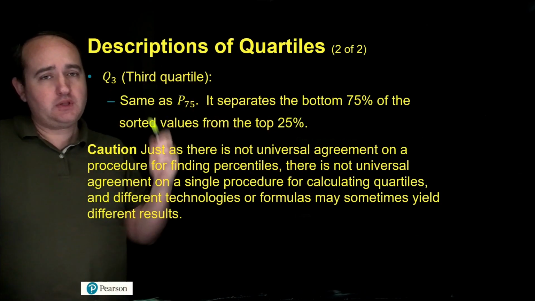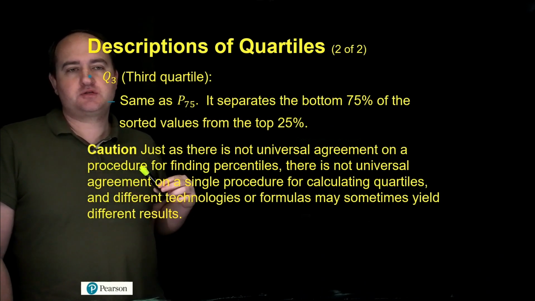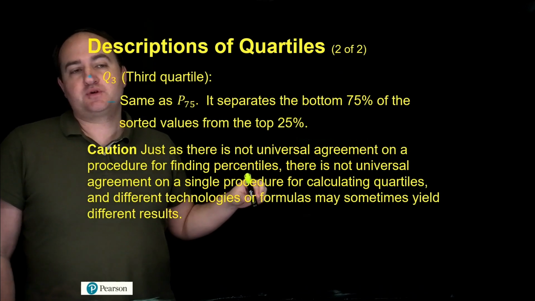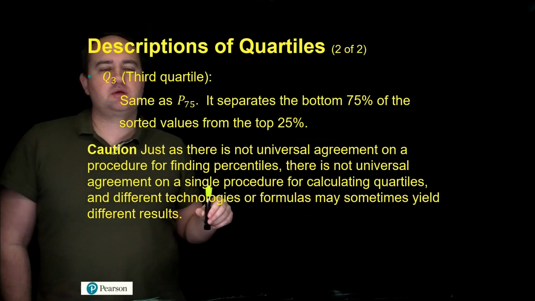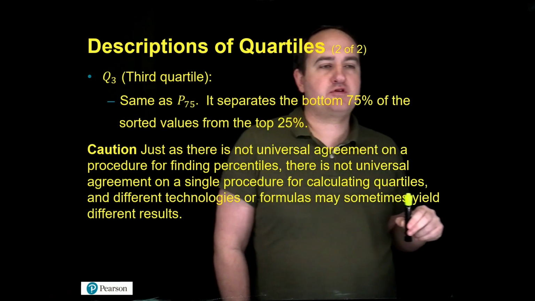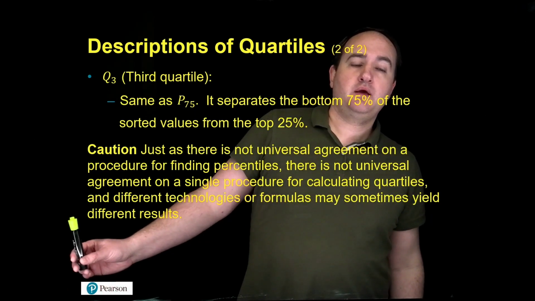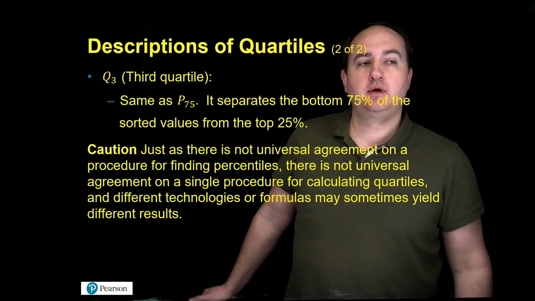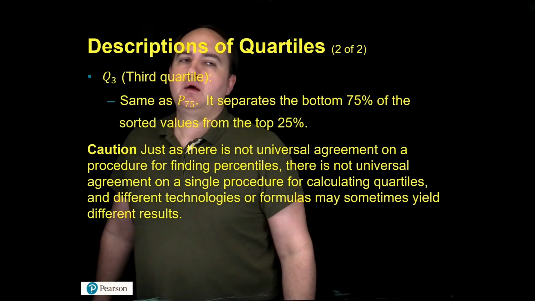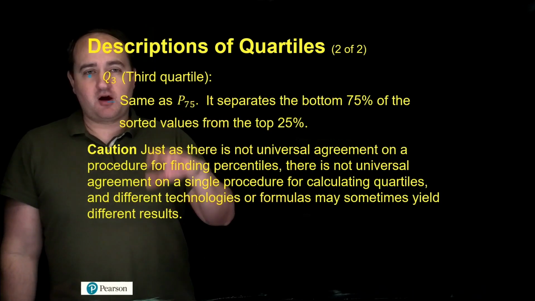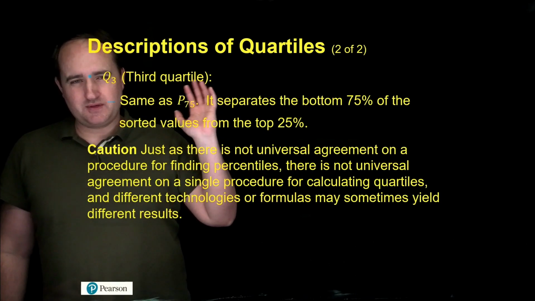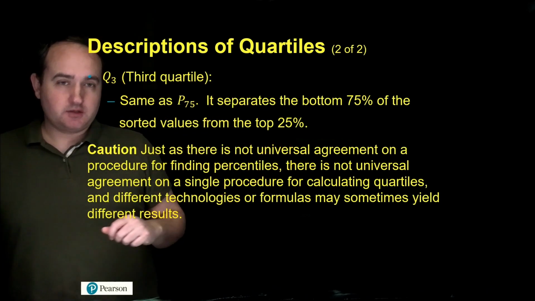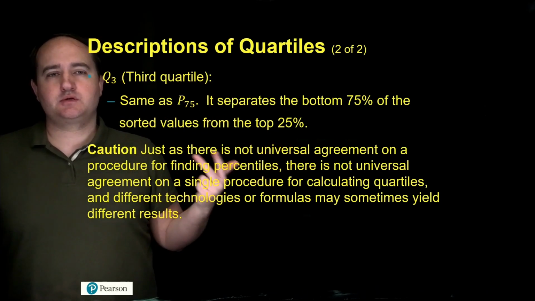In the book, they give us this note of caution. Just as there is not universal agreement on a procedure for finding percentiles, there is not universal agreement on a single procedure for calculating quartiles. And different technologies or formulas may sometimes yield different results. Okay. That being said, for our class, you can just always do it the way we do on the slides and in my videos, and you'll be good for your homework, your quiz, and your exam.